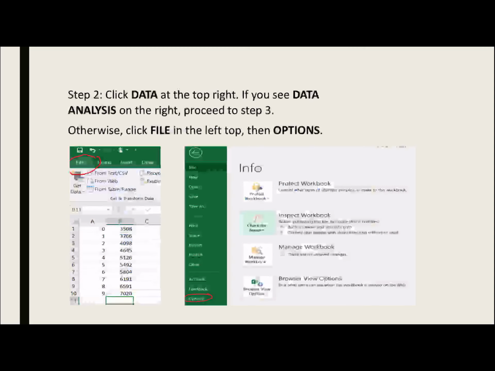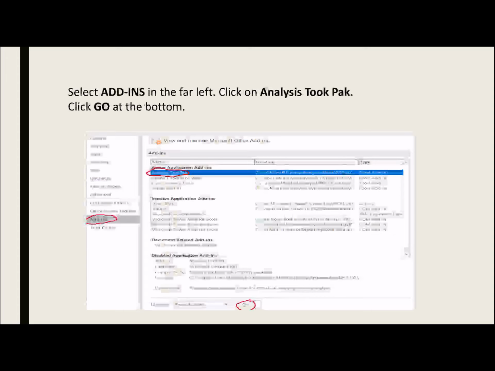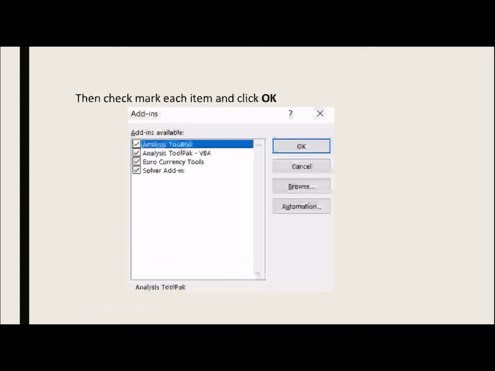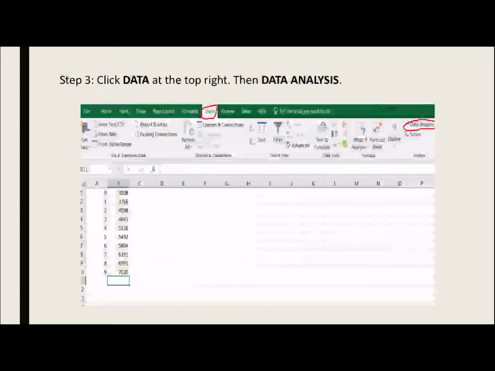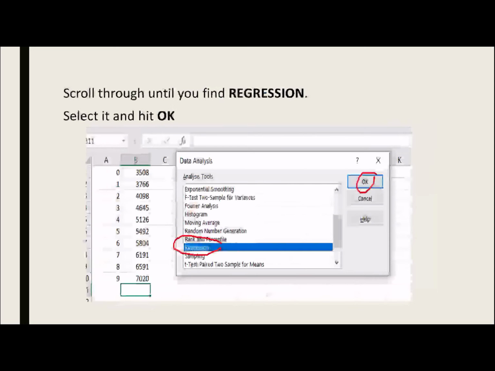Step 2, click Data at the top right of the screen. If you see Data Analysis on the right, proceed to Step 3. Otherwise, click File in the top left, and then Options, which is all the way at the bottom. Select Add-ins on the left. Click on Analysis ToolPak, and click Go. Then checkmark each item and click OK. Step 3, click Data at the top, and then Data Analysis at the far right. Scroll through until you find Regression, select it, and hit OK.